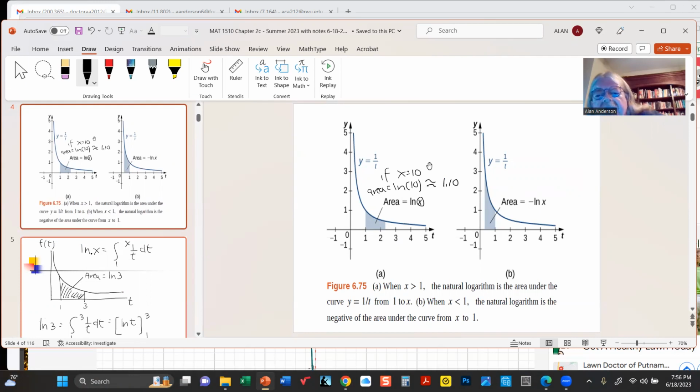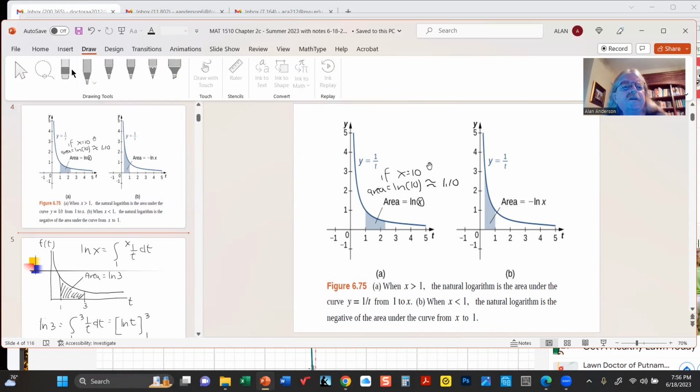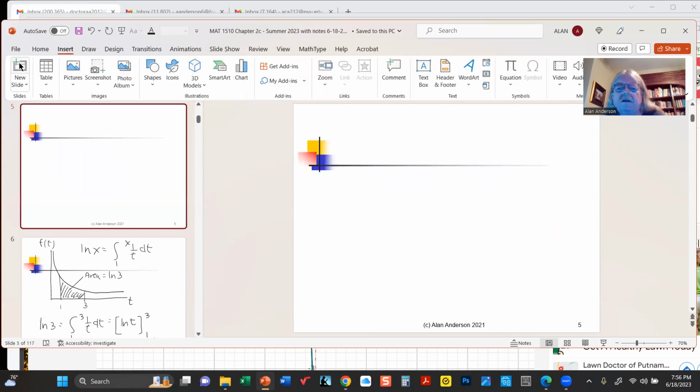Now, you'll notice in this next section on the right, what they're doing is basically saying, well, what happens if x is less than 1? Well, then we have to handle that a little bit differently, because if you recall the graph of natural log of x, let me draw a little sketch of it for you here. It looks something like this.